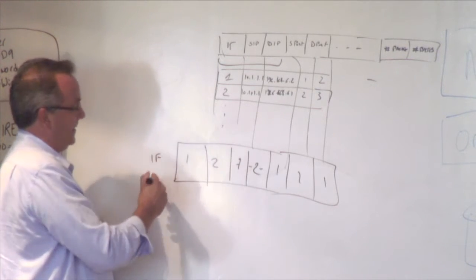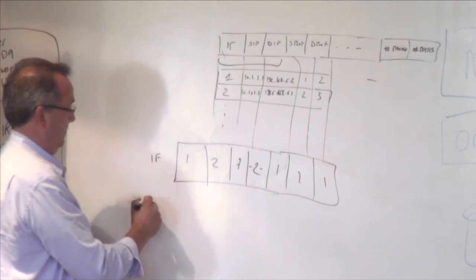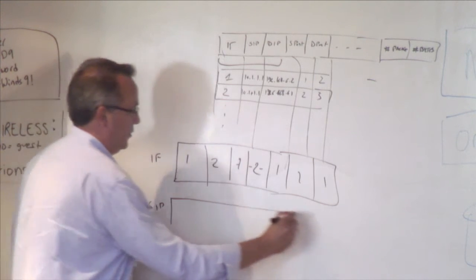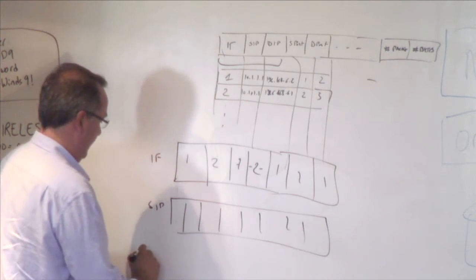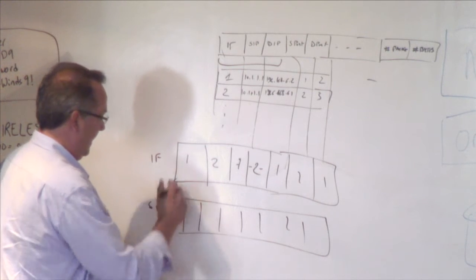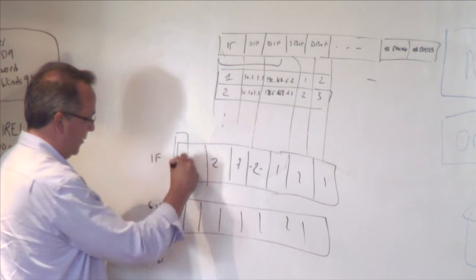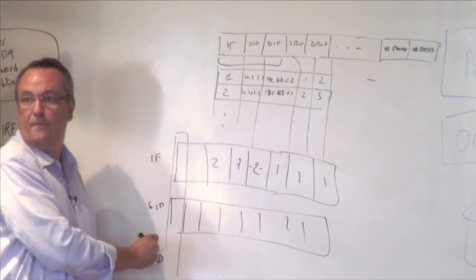Once I have basically all those files, I have another one for the source IP, where I'll have all the values, and then I'll have destination IP. And so if you take a vertical slice over all those files, I've got one record.